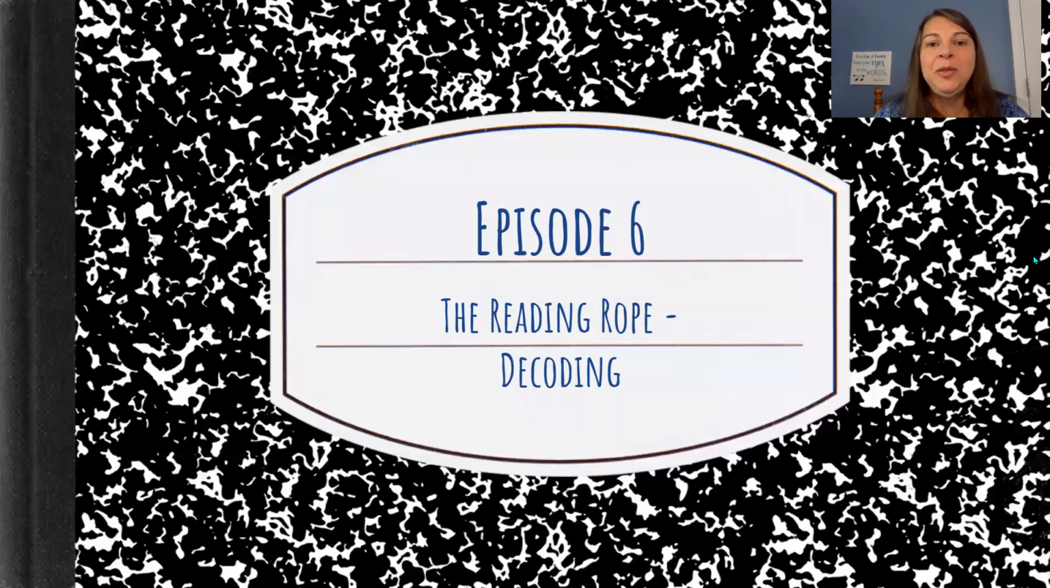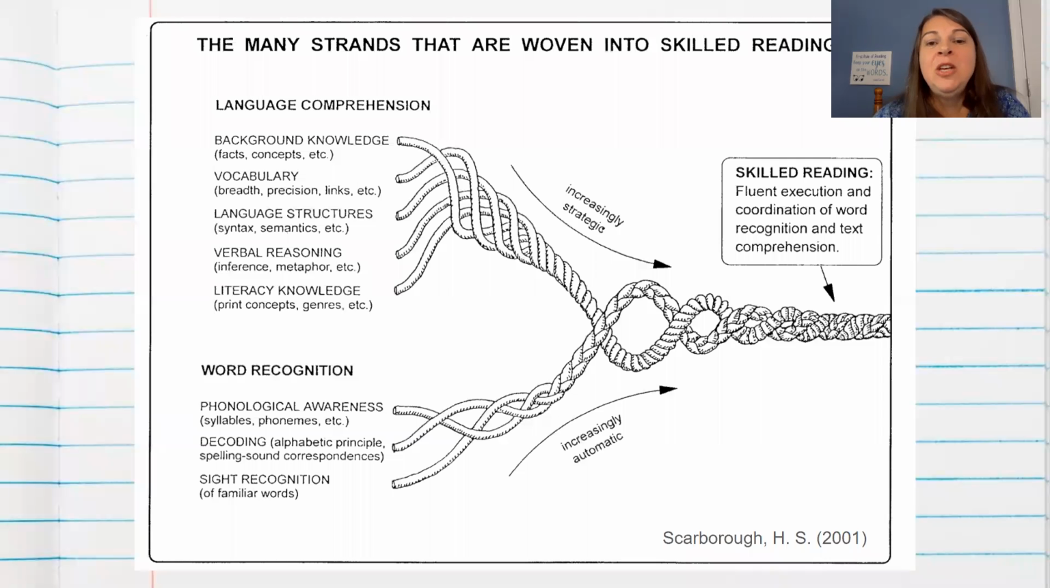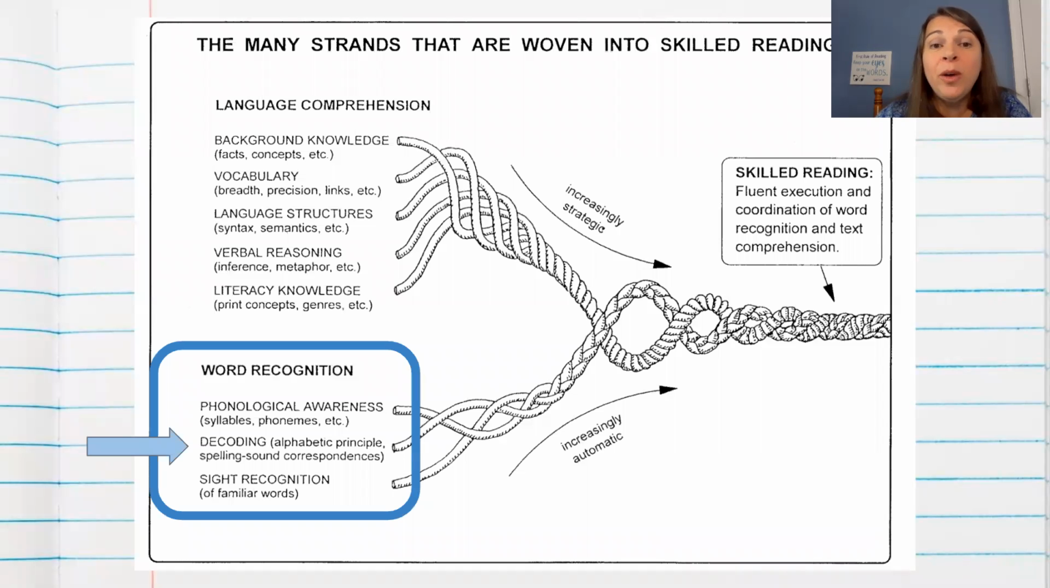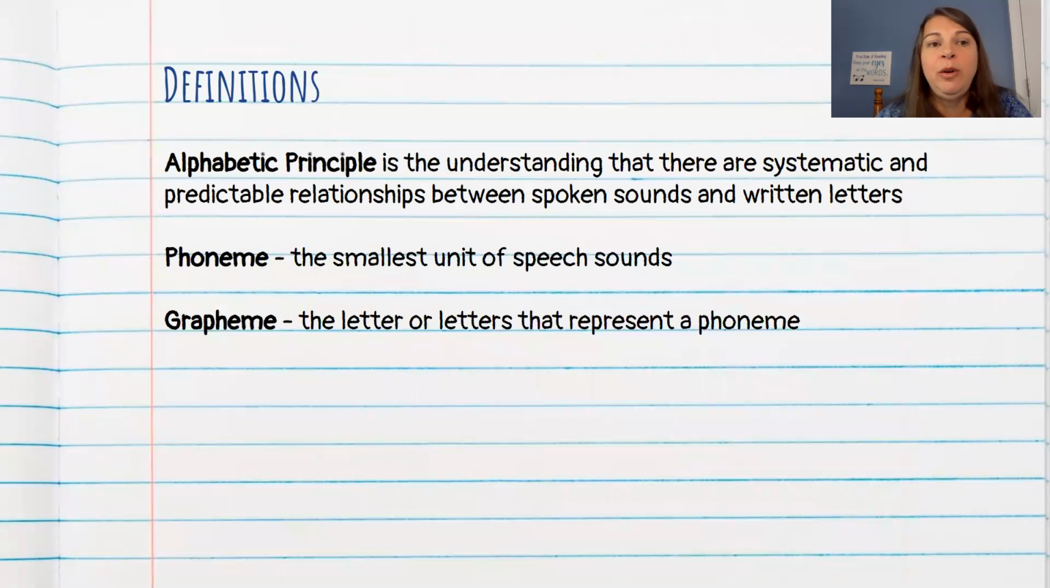I am Michelle Trossel. This is episode 6, the reading rope, decoding. So Hollis Scarborough's reading rope tells us about the many skills that are involved in reading. We have the language comprehension section and the word recognition section. Today we're going to focus on decoding in word recognition. You'll notice it says alphabetic principle, spelling sound correspondences. So this strand talks not only about reading words off the page, but encoding, spelling words onto a page.